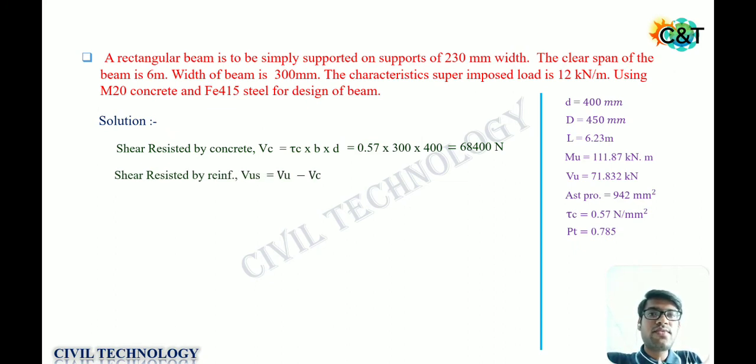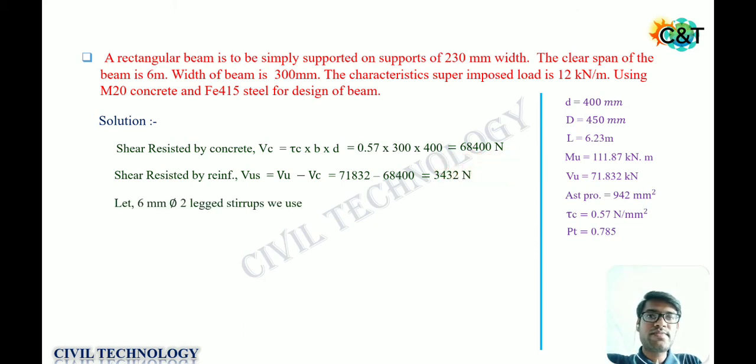Now let's calculate for how much shear we have to design the shear reinforcement. For that we have to deduct the concrete resisted value from the overall value, meaning whatever shear force we calculated earlier. So 71832 minus 68400, we get the value 3432 Newton. This means for this much shear we have to calculate the shear reinforcement; this much shear will be resisted by the steel and the rest is resisted by the concrete.